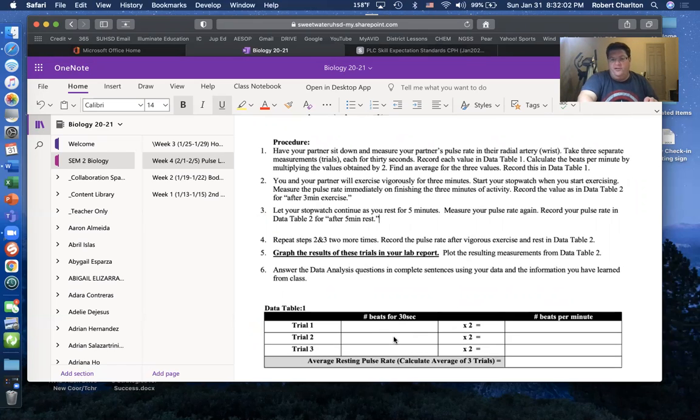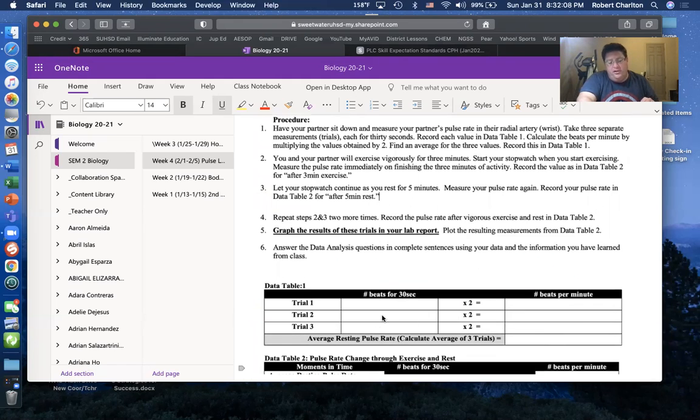Okay, let's say I got 22 this time. So then 22 times 2 would be 44 for beats per minute. I'm going to do it a third time. Put your stopwatch at 30 seconds, measure it again. Okay, let's say I got 20 this time. Put 20 right here. 20 times 2 would be 40. And so then I've got 3 different measurements for my 3 different trials.